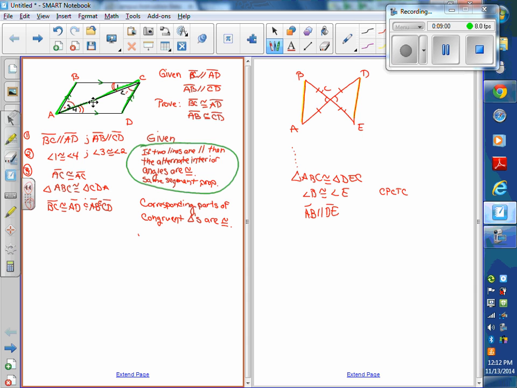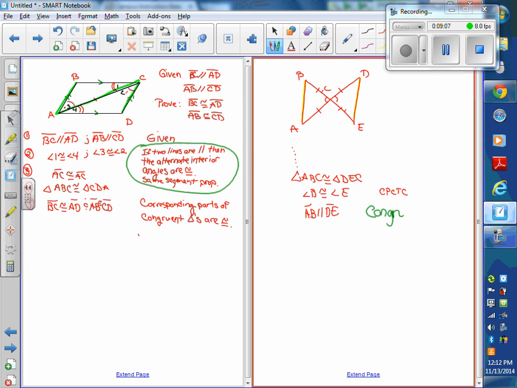So now what came first, the angles or the lines? The angles, right? So you say, or you could say, write an if-then statement. If the alternate interior angles are congruent, then what's true? Then the lines are parallel, which we've said over here, right? So we just say the lines are parallel.